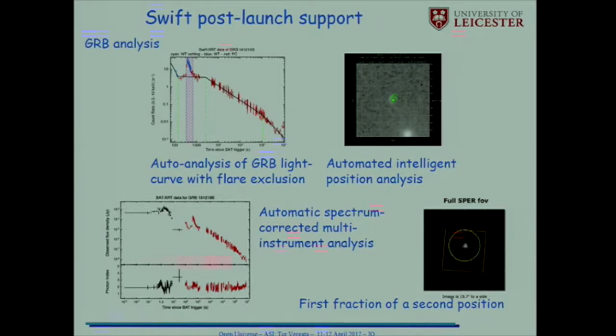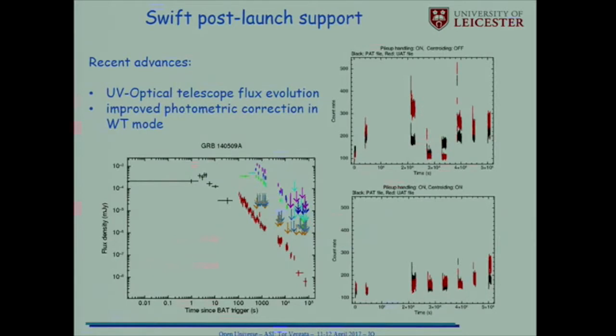Because the early data is so important with SWIFT, we perform position analysis on the very first seconds of data that come down. Going further, we're now incorporating the UV optical telescope data into our light curve analyses, and we've also been working to improve the photometric capabilities of the X-ray instrument. The X-ray instrument has some dead pixels in it, and if you don't know precisely where the telescope is pointing, then you don't know what fraction of the counts are falling on the dead pixels, and so we've incorporated an automatic position centroiding system to improve the photometric accuracy, which you can see illustrated on the right there.